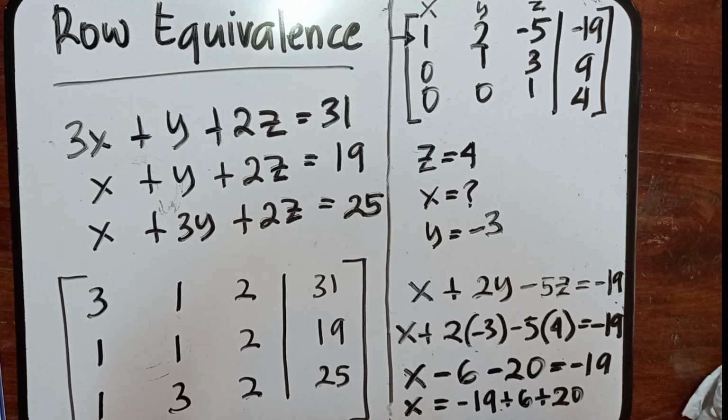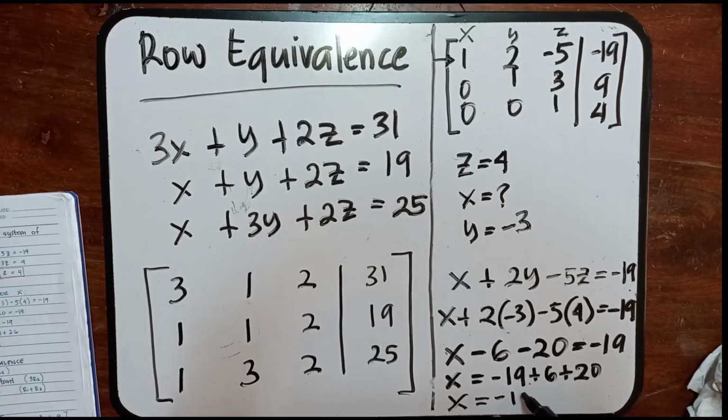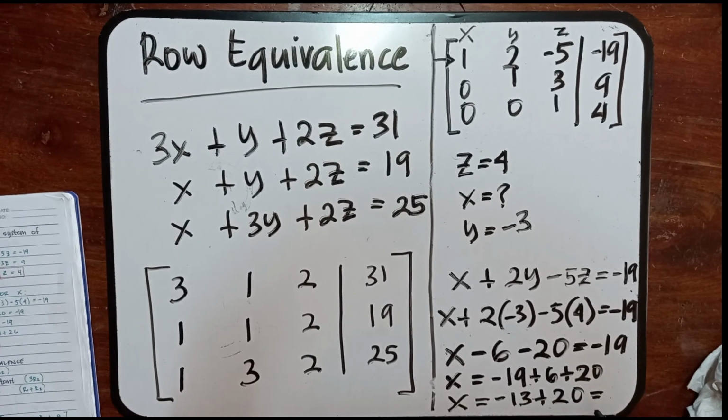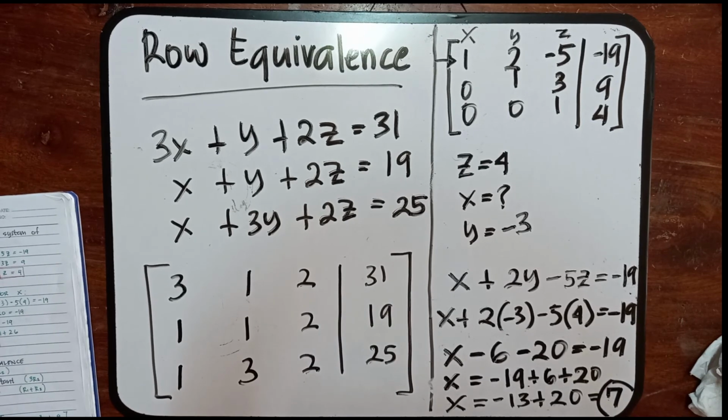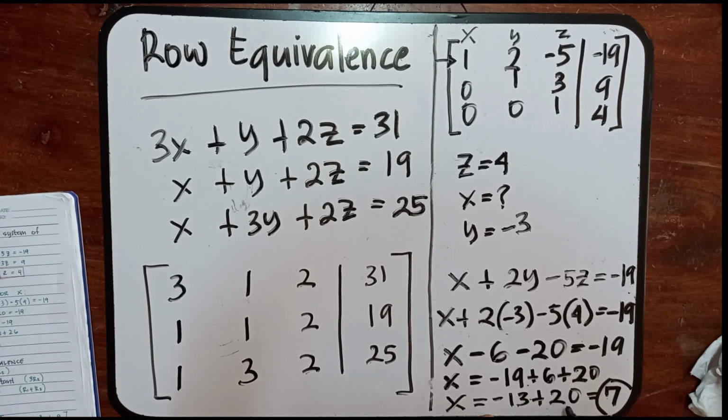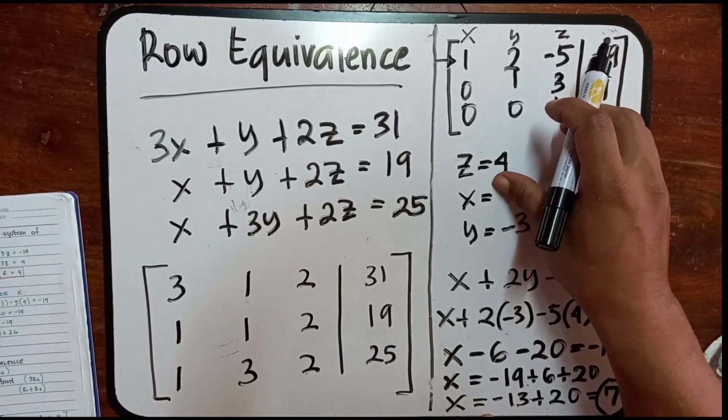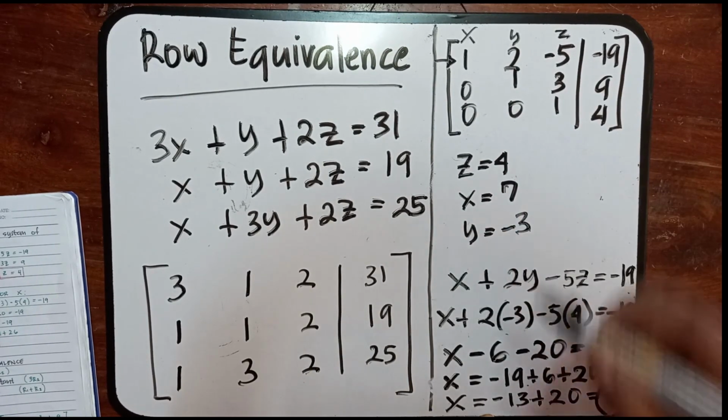So x equals negative 19 plus 6, which becomes negative 13, plus 20. And this becomes positive 7. So x is positive 7. There you go. Negative 13 plus 20 equals 7. So we were able to get the value of x. So x is 7.